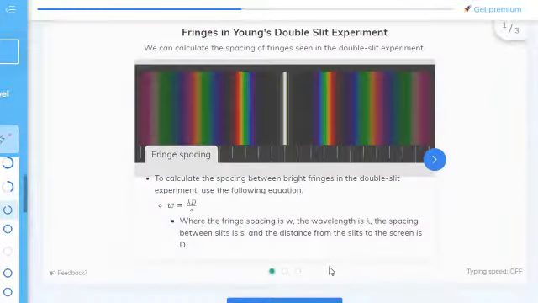So fringes in Young's double slit experiment. We can calculate the spacing of the fringes seen in a double slit experiment. Fringe spacing. To calculate the space between bright fringes in a double slit experiment, we use w equals lambda D over s. The fringe spacing is w. Lambda is the wavelength. The spacing between the slits is s, and the distance from the slits to the screen is D.